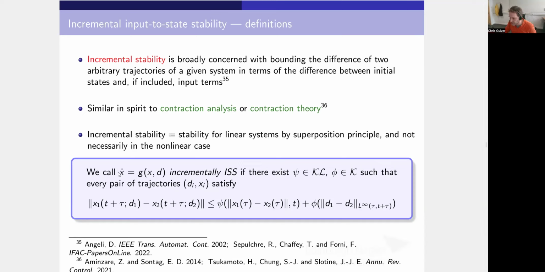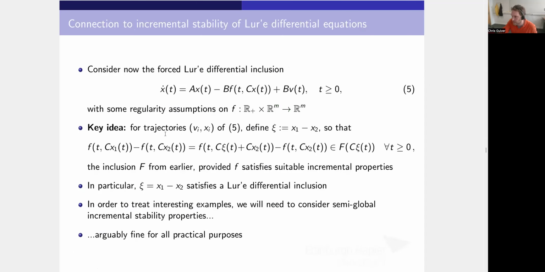Okay, so the definition is shown just for a nonlinear differential equation. It is incrementally ISS if I can find some comparison functions as shown, such that the difference of trajectories is bounded by the difference of initial states, decaying in time, plus the difference of inputs. Okay. So we're now going to turn attention to the forced Lur'e differential equation. Sorry, that's a typo. And I need some regularity assumptions on F to make sure that I have solutions of this thing, but I'm not going to state those here. It's a nice enough function, basically.